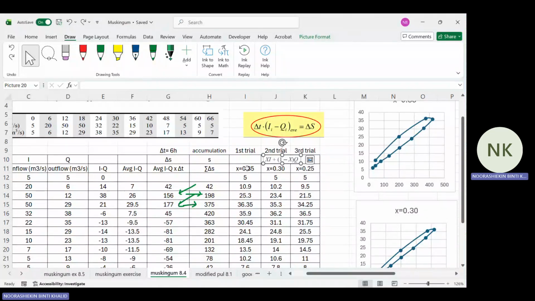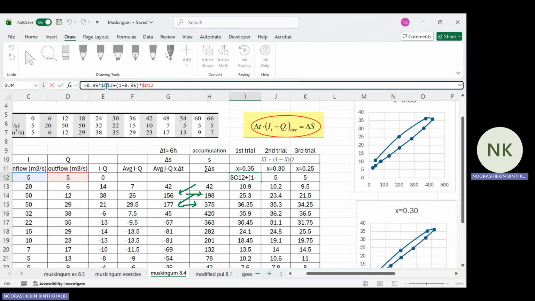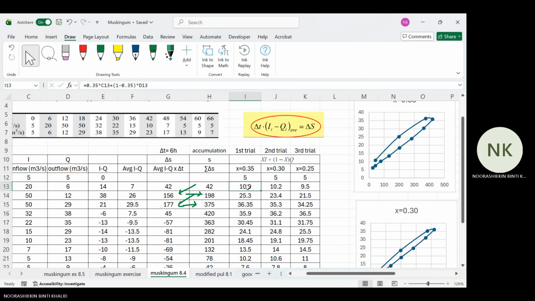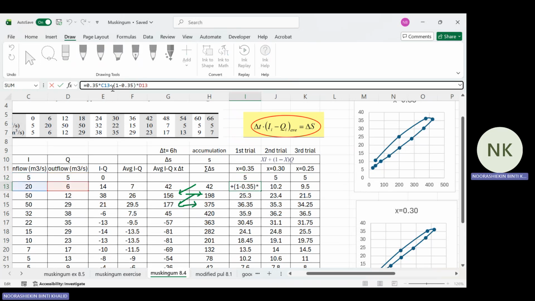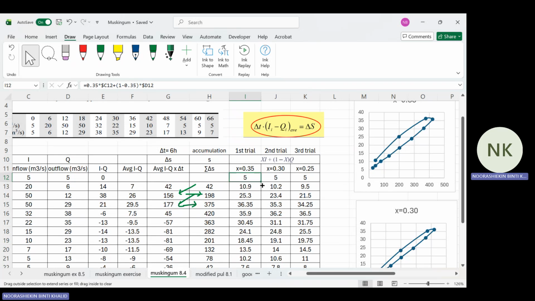Okay, we try with x equal to 0. First trial, we try with x equal to 0.35. So put into the equation 0.35 times I, this one is the I value. And then 1 minus 0.35 times Q, the numbers. So this one, okay, just wrote it down.